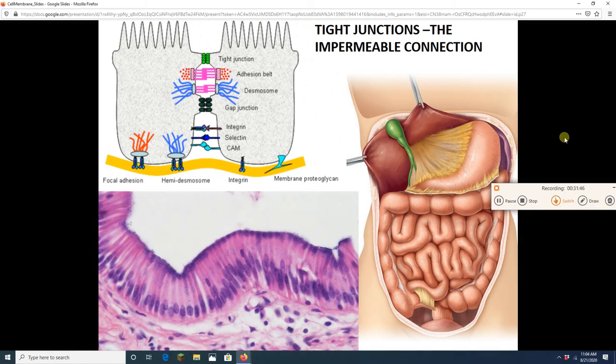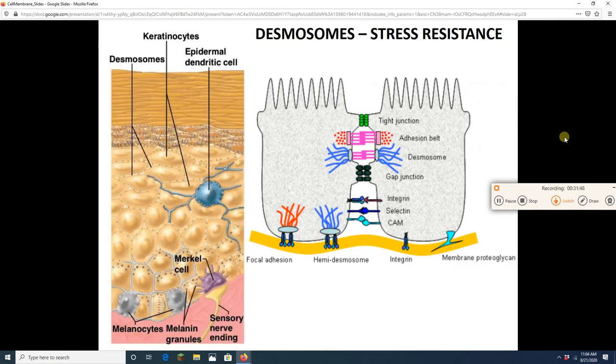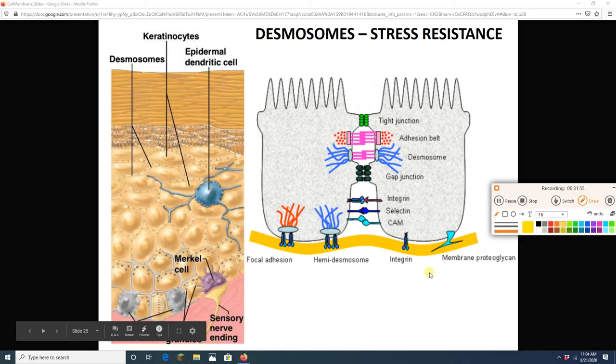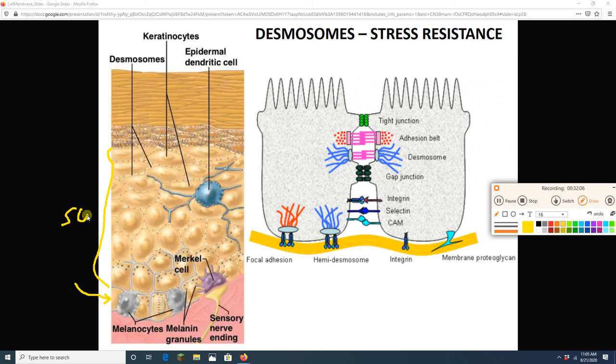Well, what else? How else do we do it? We do it with desmosomes. So I got some skin here. Let's take a moment and look at that skin. Cells down here, stratum basale. This stretch right here, stratum granulosum.